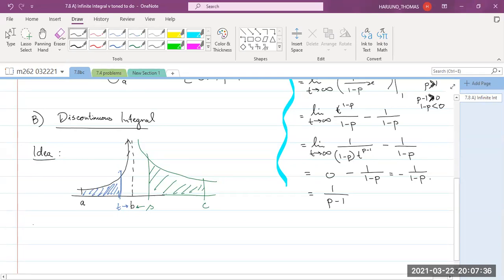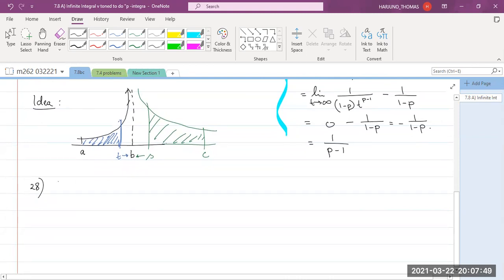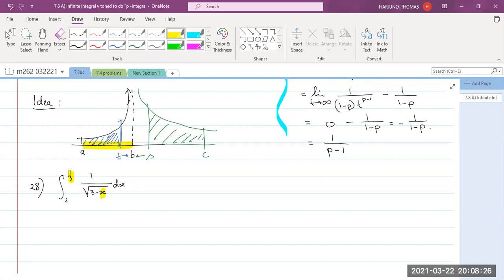Number 28. If you want to look at the theory, take a look at the videos. Okay, number 28, integral from 2 to 3 of 1 over square root of 3 minus x dx. Notice that when x equals 3, I get 0 in the denominator. It becomes undefined. So you see that we have this case here. It's undefined when x equals the right end of that integral. So what I will do is change that 3 into t going to 3 from the left-hand side.